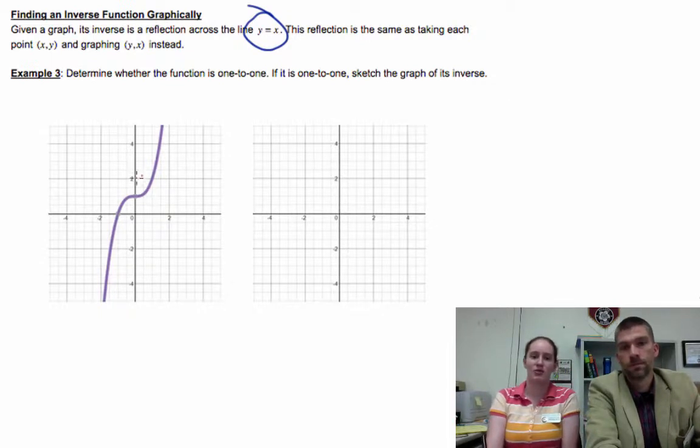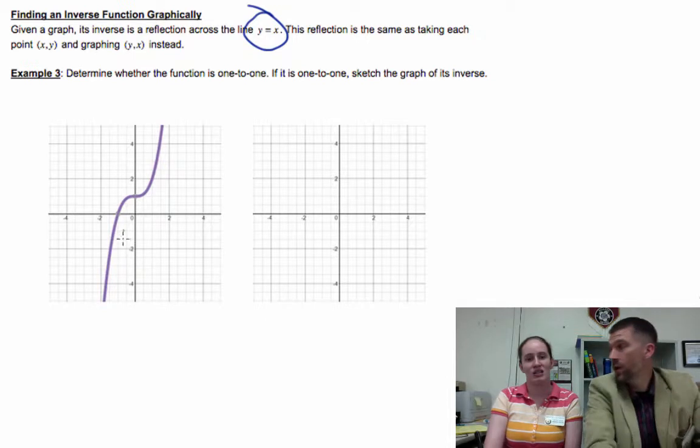Right. And so that means that if you don't know the function, you actually can draw it without ever having to deal with what the equation rule is for this particular guy. We just have a graph. Right. But you know what? We can draw the inverse.